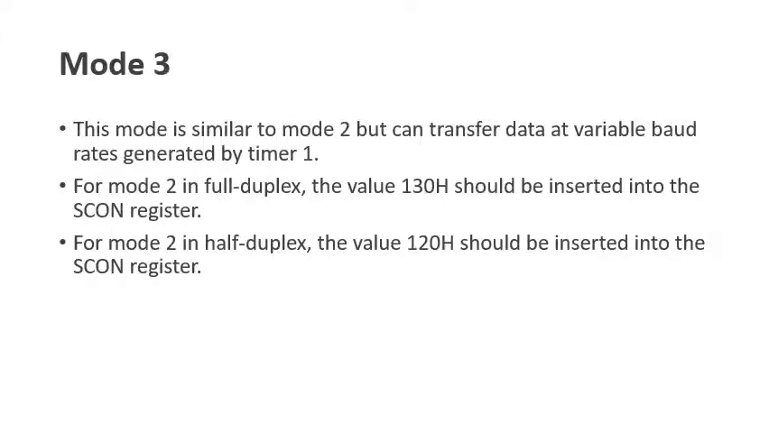Next, mode 3. This mode is similar to mode 2 but can transfer data at variable baud rate generated by timer 1. For mode 3 in full duplex, the value 130H should be inserted into the SCON register. For mode 3 in half duplex, the value 120H should be inserted into the SCON register.